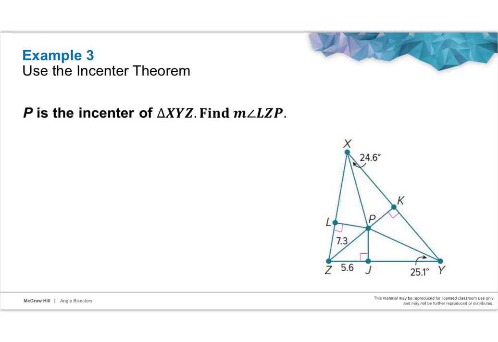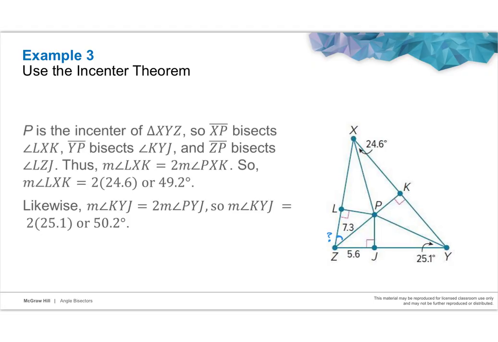All right, let's see how we can work out a problem with this in-center idea. This point P is the in-center of triangle XYZ, and we are asked to find the measure of angle LZP. Let's trace where that is. Angle LZP is going to be this angle right here. That's my value that I need to find.